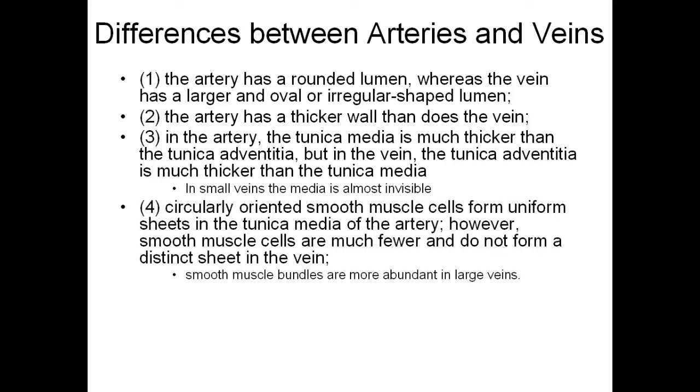In some small veins, the media may be almost invisible, and particularly in capillaries, of course, the media is almost invisible. Circularly oriented smooth muscle cells form uniform sheets in the tunica media of the arteries. However, smooth muscle cells are much fewer and don't form a distinct sheet in the vein.